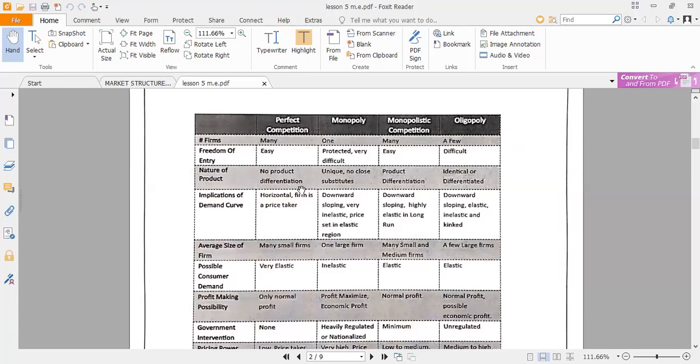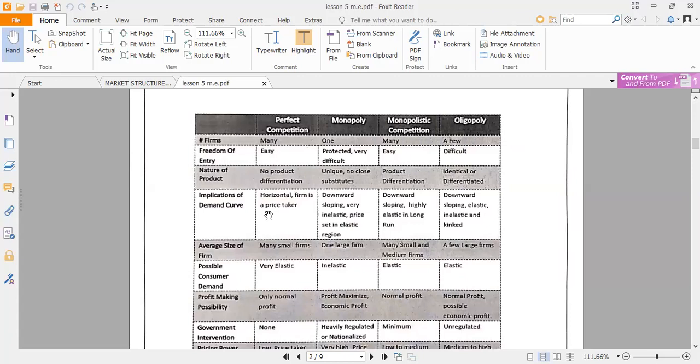There is no product differentiation, meaning the goods here are what? Identical. They are the same. We use the term homogeneous. The curve is horizontal in nature. This means they are price takers.